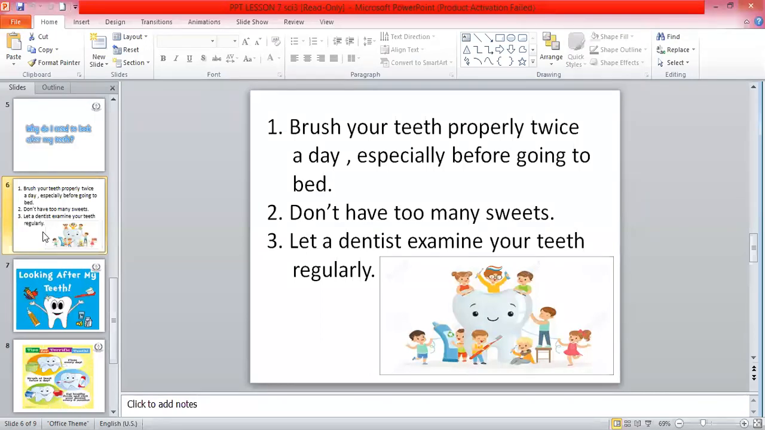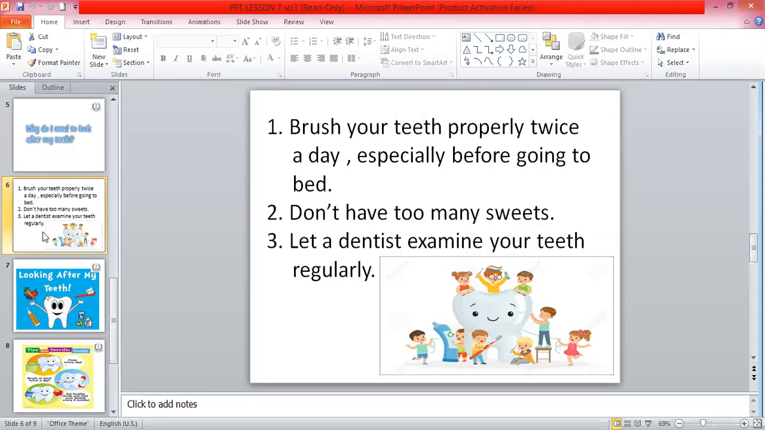Use a mouthwash, use your toothbrush and your paste, and properly clean them before going to bed. It's the most important thing. And definitely early in the morning as well.